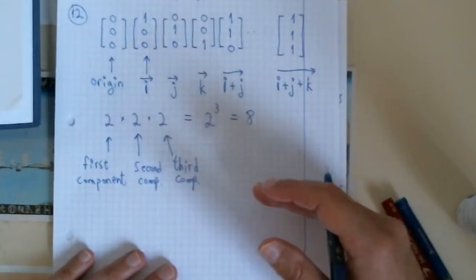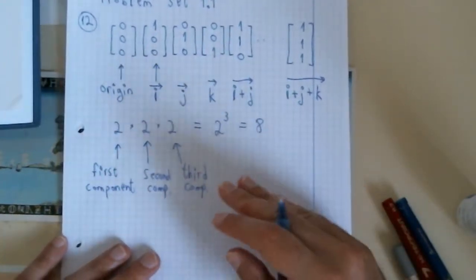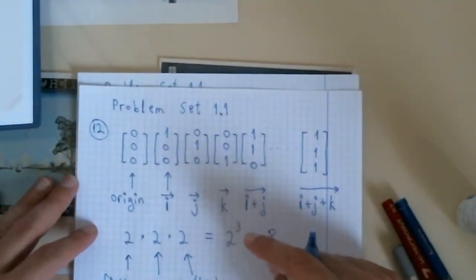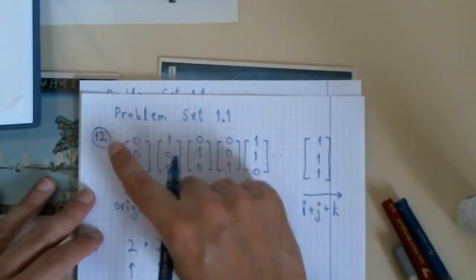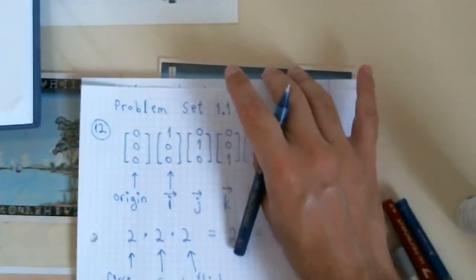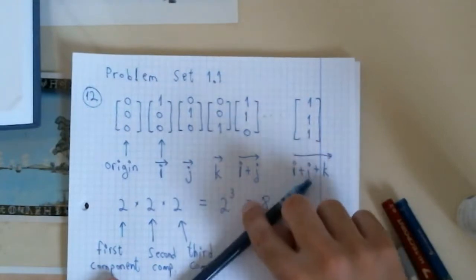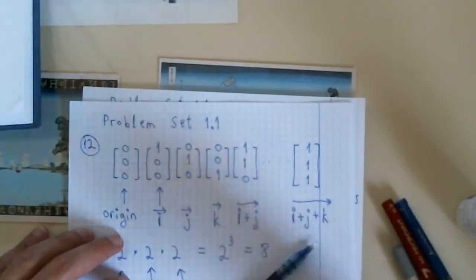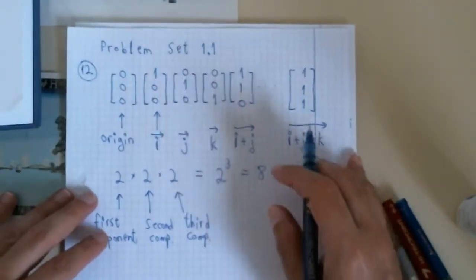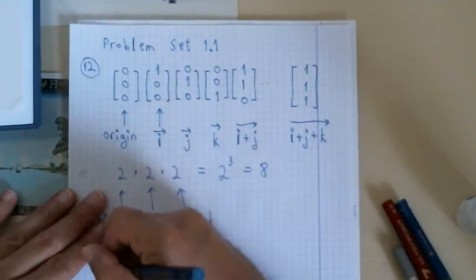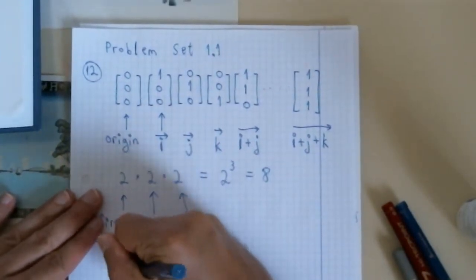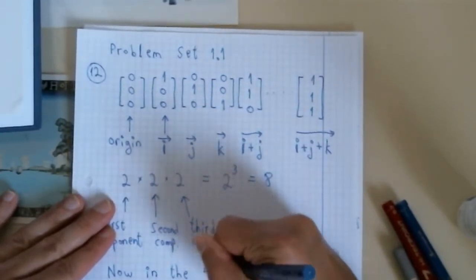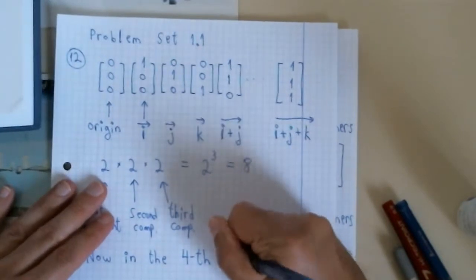Now back to this question, this was all to remember what was in question 11. Now we are back in question 12. We are talking now about the fourth dimension. This was the third dimension, so we have 3 components. Now we are talking about the fourth dimension.